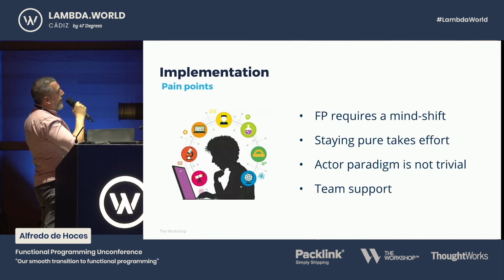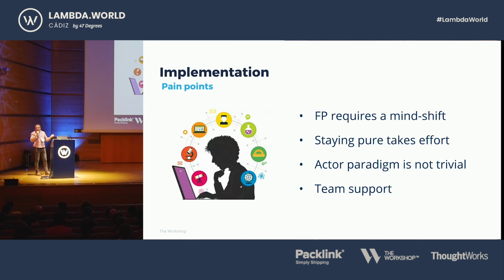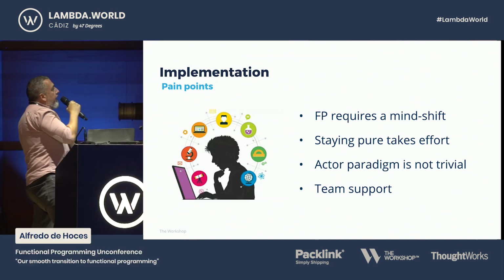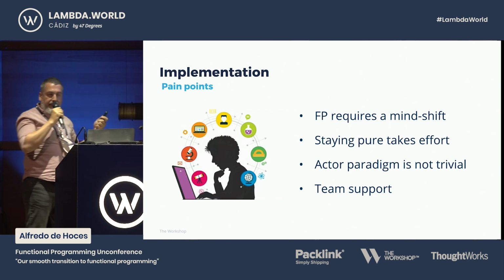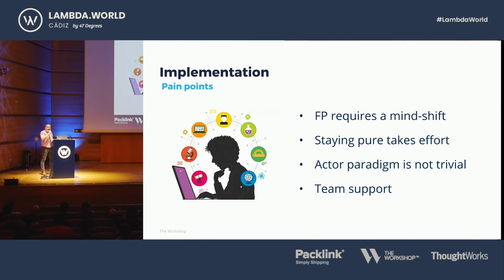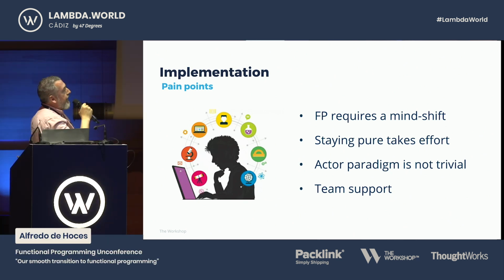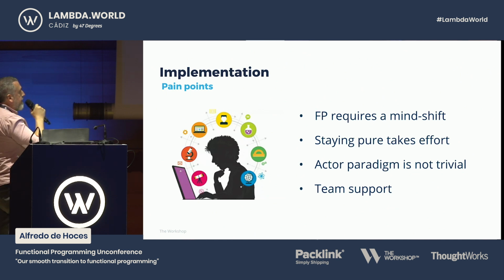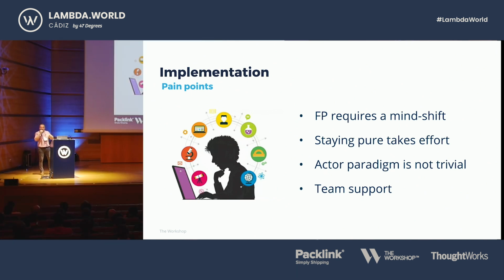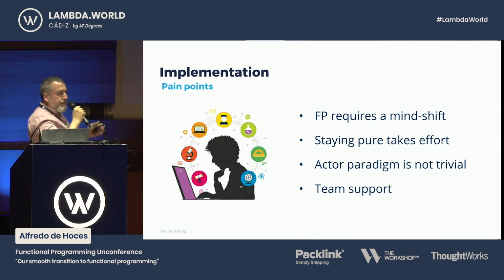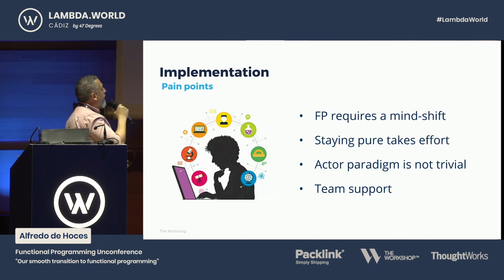Okay, so for the pain points, it wasn't all nice. It wasn't all rainbows and unicorns. Functional programming requires a mind shift. We were Java developers. We were thinking object-oriented at all times. We really had to get into this and think functionally. We had to make the best use of the immutability, of the power of the higher order functions. So staying pure, it takes an effort. You always had the tendency of introducing one tiny little side effect here and there. We actually had to be in control at all times, and it takes an effort.